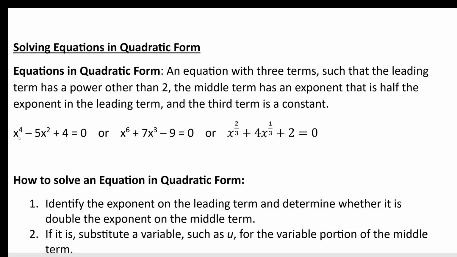So we have some examples here, like x to the fourth minus 5x squared plus 4. So it's in that form. It's kind of that pattern that we're talking about, where x to the sixth plus 7x cubed minus 9 equals 0, or x to the 2/3 plus 4x to the 1/3 plus 2 equals 0.